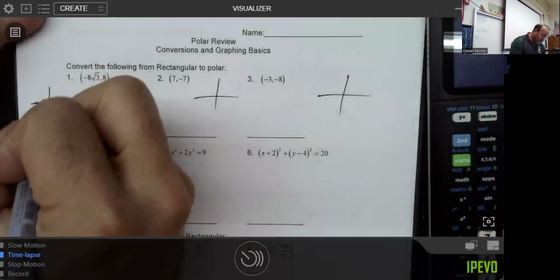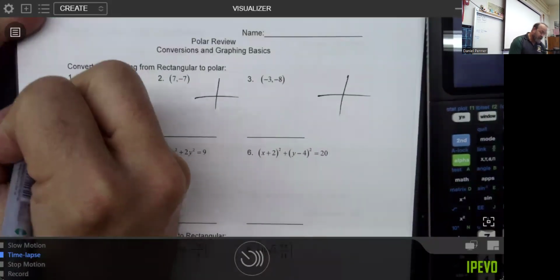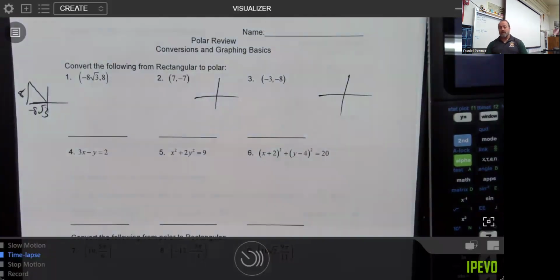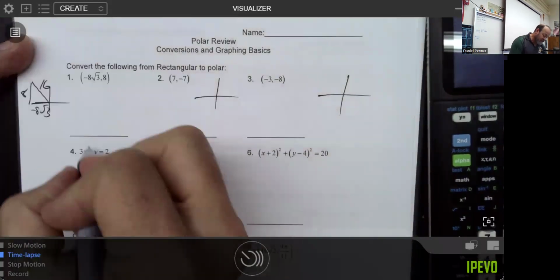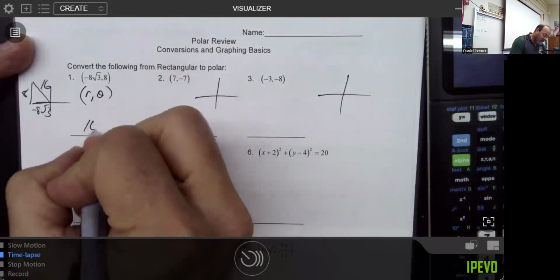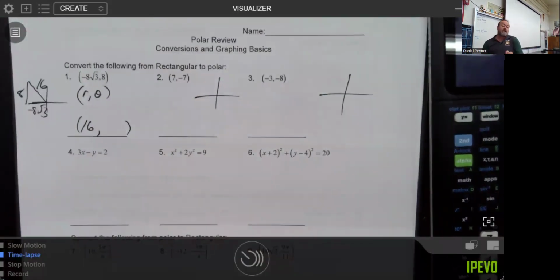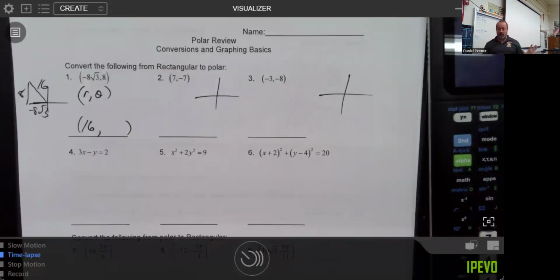If I were to go to the left 8 roots of 3 and up 8, this is one of those problems where we could do the Pythagorean theorem to find that radius, but we should actually recognize that if you have a number and that number root 3, then that should make a hypotenuse of 16. So if we're looking for an r and a theta, my r should be 16. Again, it could be considered negative 16, but I usually just keep it as a positive.